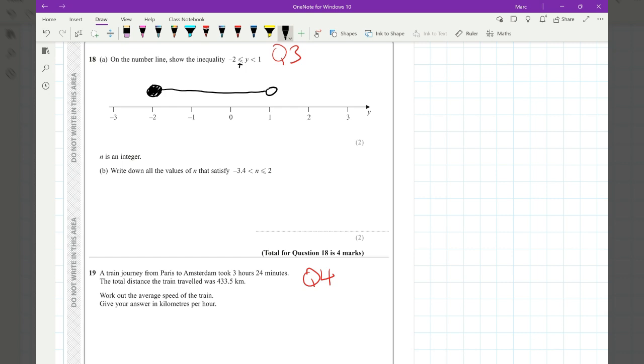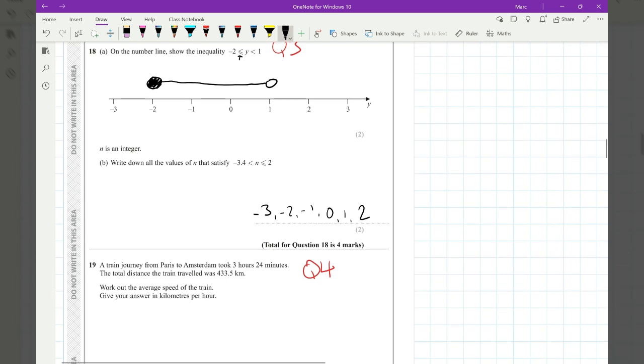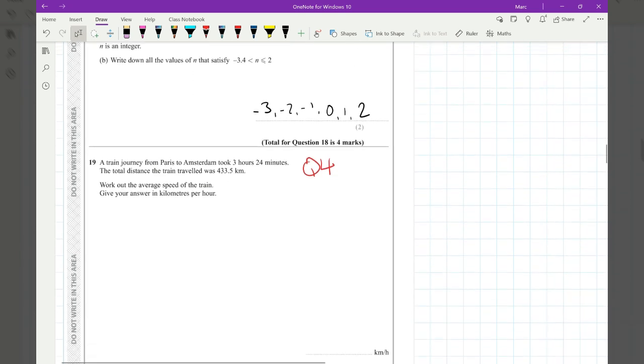Okay, n is an integer. Write down all the values of n that satisfy this inequality. So -3 is one of them, -2, -1, 0, 1, and 2. That's it, done. And the reason why we include 2 is because it's got that equal to symbol on the inequality.